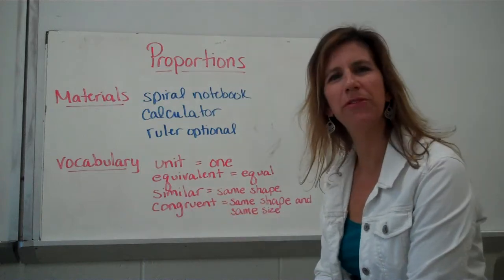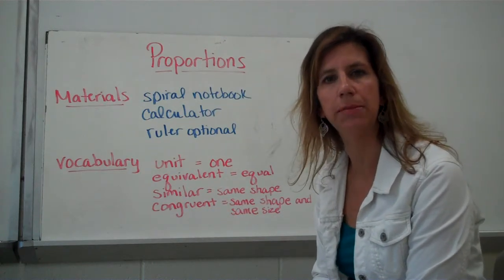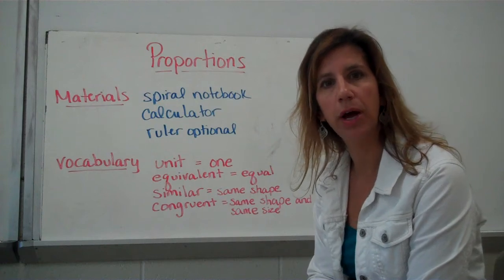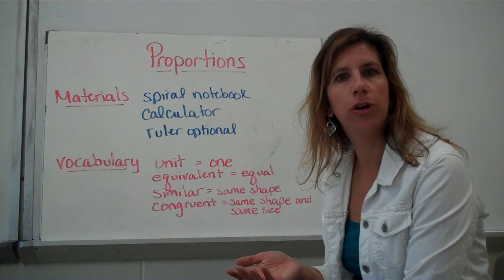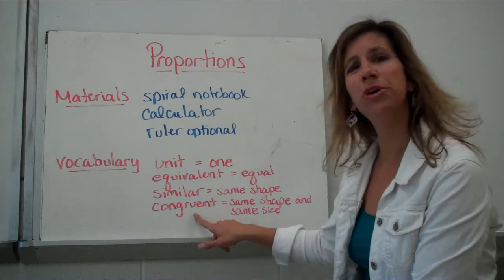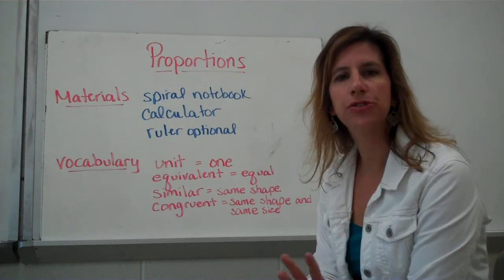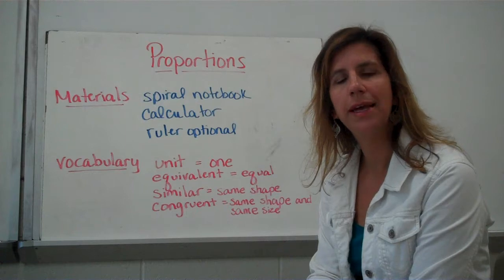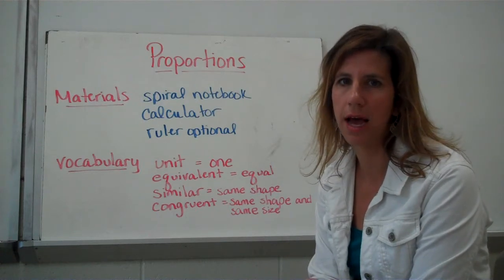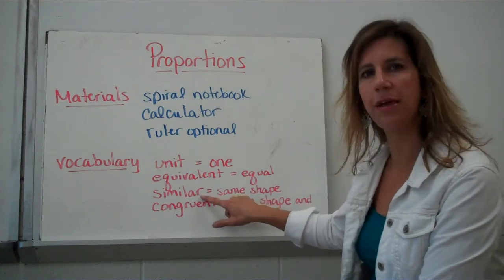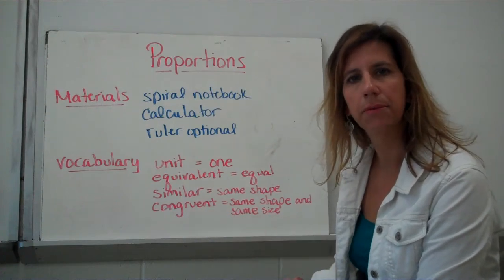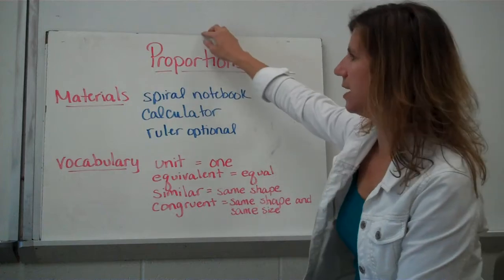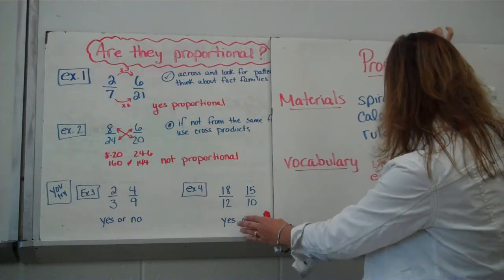Similar and congruent, you should be familiar with. Similar means same shape. So if you had a right triangle in figure 1, it would be a right triangle in figure 2, but maybe a little bit bigger, a little bit smaller. Congruent, on the other hand, you would have a right triangle in both figure 1 and figure 2, and it would be the exact same size. So this is same shape, this is same shape and same size. All right, let's go ahead and solve some proportions together.